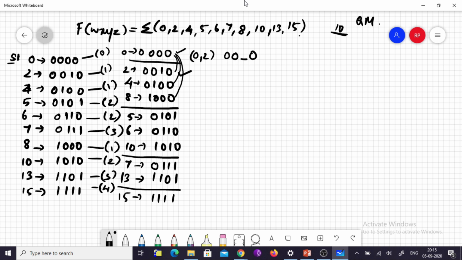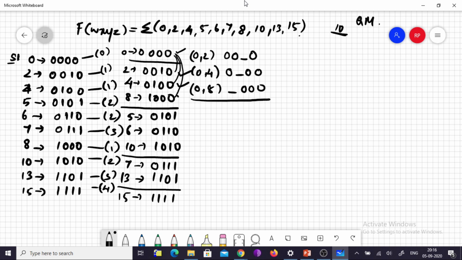Now I'm going to consider 0 and 4. So 0 and 4 can be grouped in such a way that 0, dash, 0, 0. Now 0 and 8, that is also possible. So 0 and 8 is a good group where I have dash, 0, 0, 0. So the first set and the second set comparison is over.